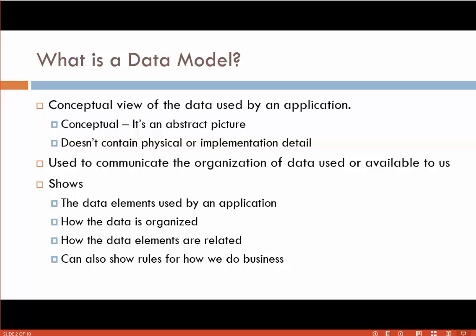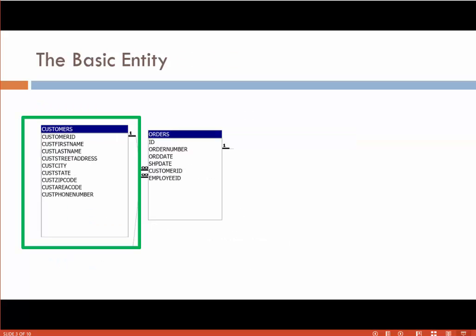We can also show some of the rules about how we do business. Depending upon how verbose our data model is, we could show things like how many times something is connected to another, how few times something is connected to another, or whether or not it's required to be connected to exist or not. That's a little more in the weeds than what we're going to cover in this particular video, but those are things that you can definitely show with one of these data models.